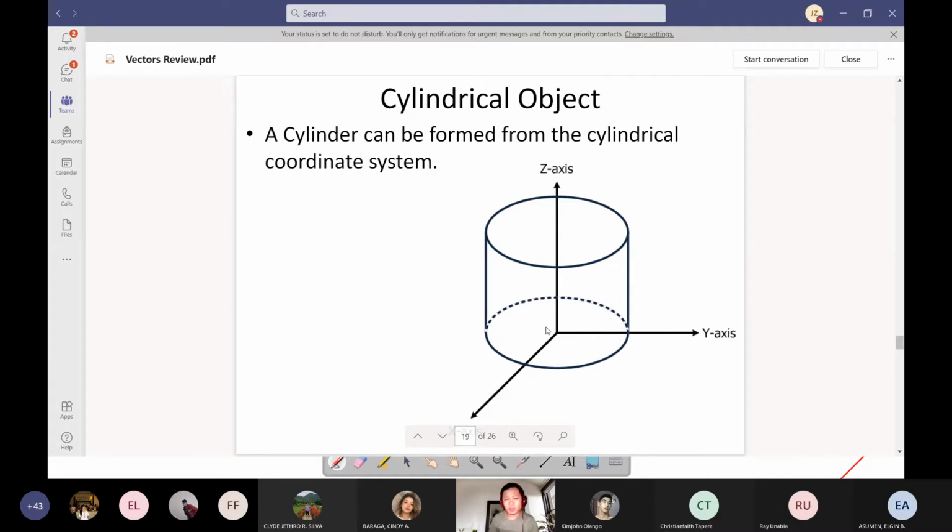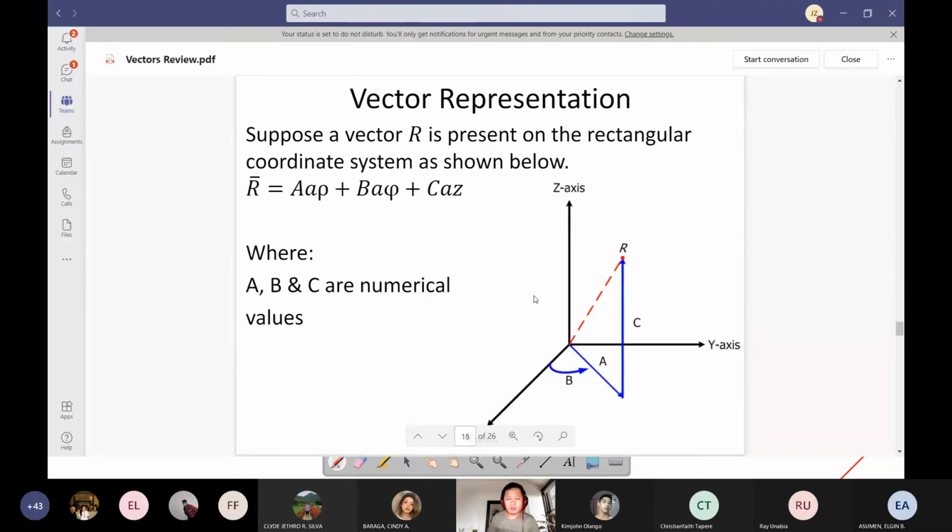So it's not always a complete circle base. Now, for the vector representation, let's say a certain vector is present in a cylindrical coordinate system, then to represent it as a vector, that will just be the magnitude A along the radius rho plus the magnitude B along the angle phi plus the magnitude C along the height Z.